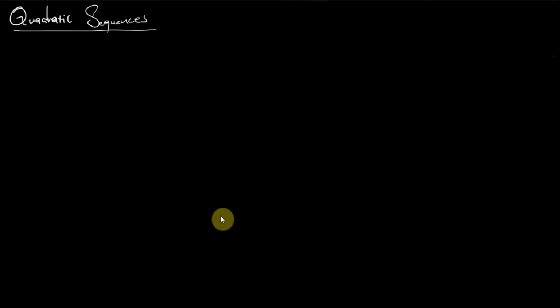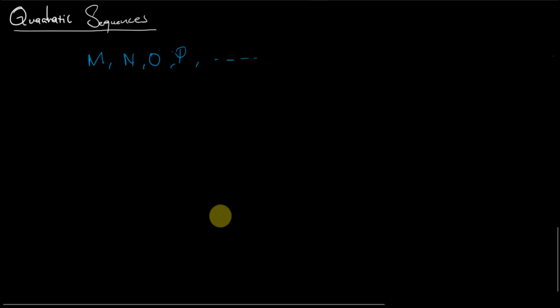In this video, we're going to be going through quadratic sequences. Other videos and examples of them are going to follow, so here we're just introducing it. Say we have a sequence M, N, O, and P. Then it continues. And then we find the first difference and the second difference is common.